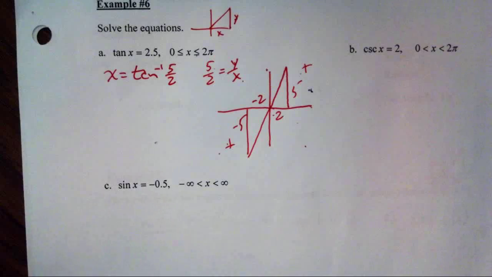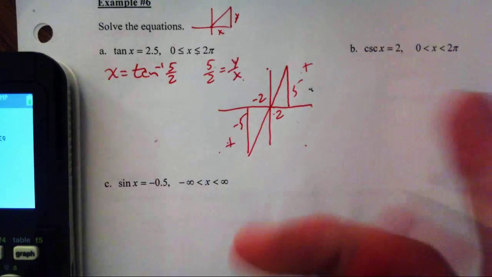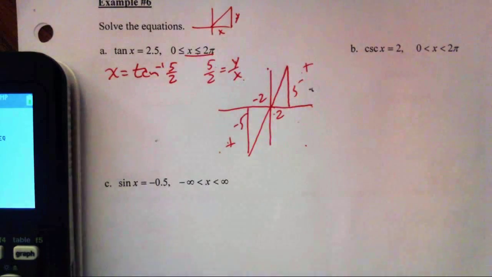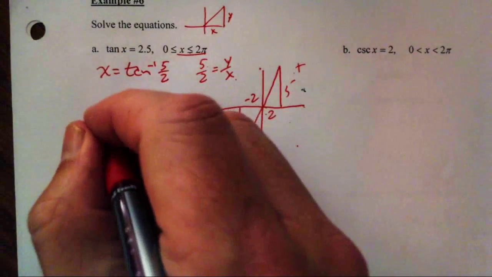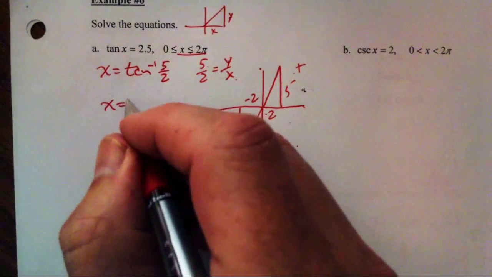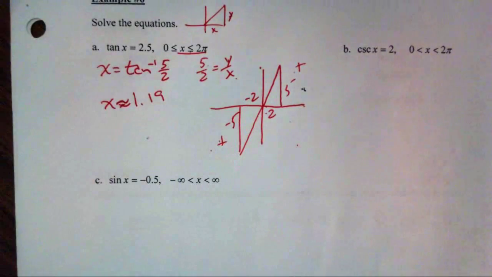So I'm going to go on to my calculator. You can do this at home. I'm going to make sure my mode is in radians with this. Make sure I'm in radians. I'm going to get back out of there. I'm going to go second tangent inverse, and I'm going to enter either 2.5 or 5/2. And it gives me x equals, I'm going to round to 2 decimal places, 1.19. So I should probably say approximately equal to.